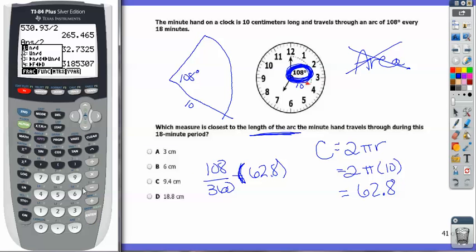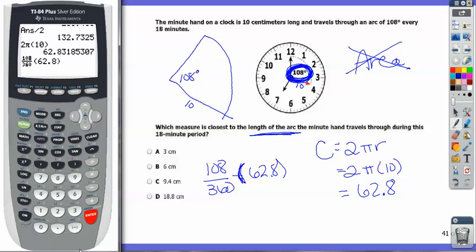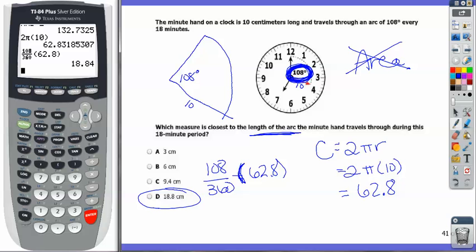Alpha y equals, so I can throw that fraction in there, 108 over 360 times 62.8. And what do I get? 18.8.